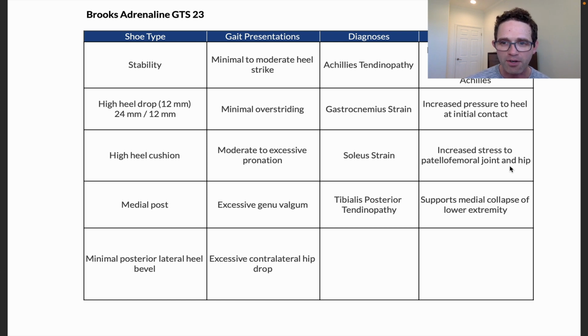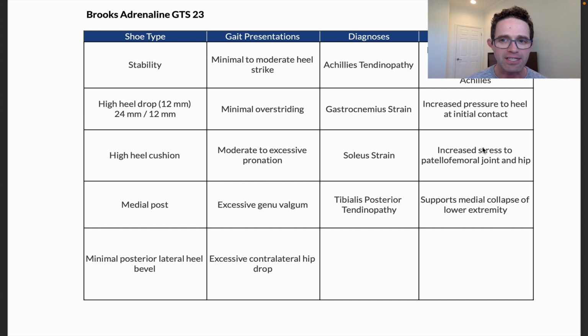Now, this is going to support medial collapse of the lower extremity, which is going to be important. But one important note here is that all that support may actually cause more stress on the lower extremities as well. So support, helpful. However, support does come with the trade-off of adding a little more impact through our bodies.